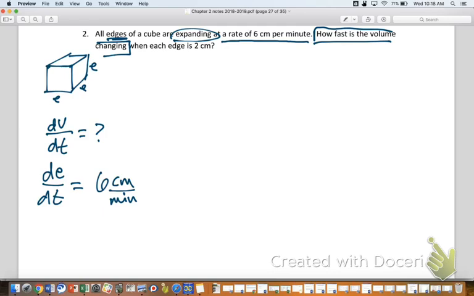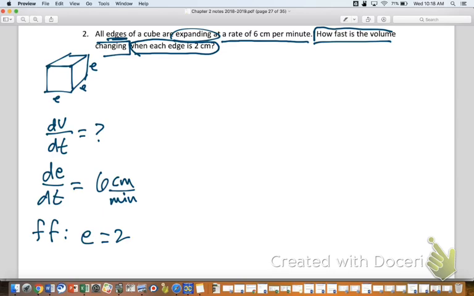When each edge is choosing. And what's the key word that told you that, Nick? When. That's it. Yeah, when. So I am going to circle this when each edge is 2 centimeters. I'm going to say that my freeze frame moment is when E equals 2.